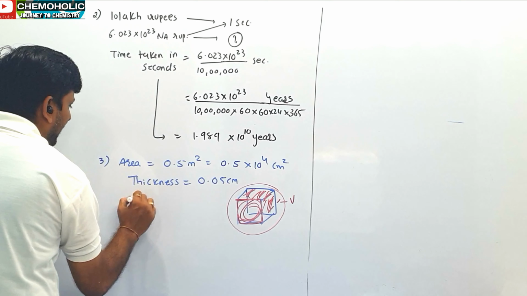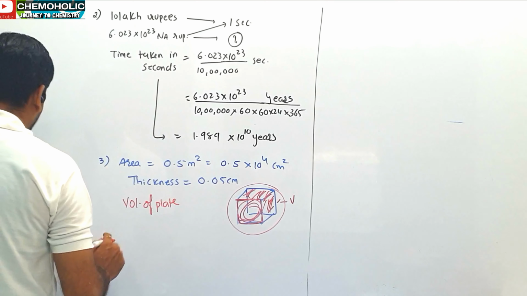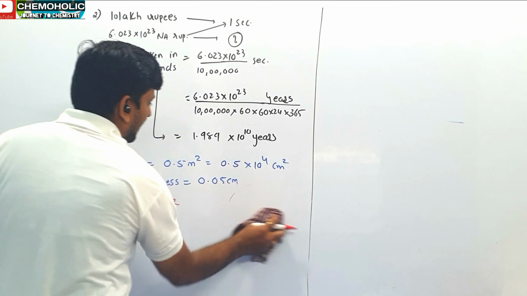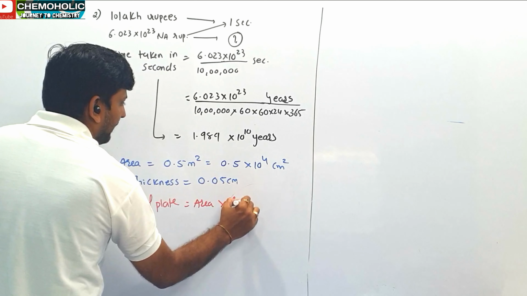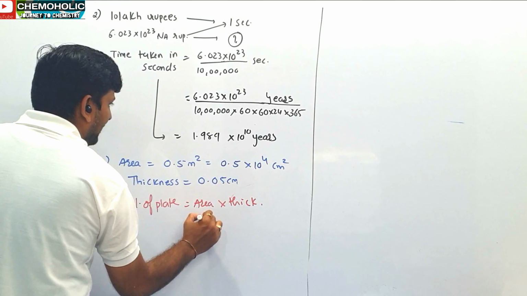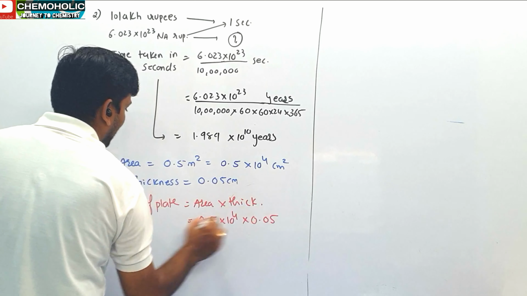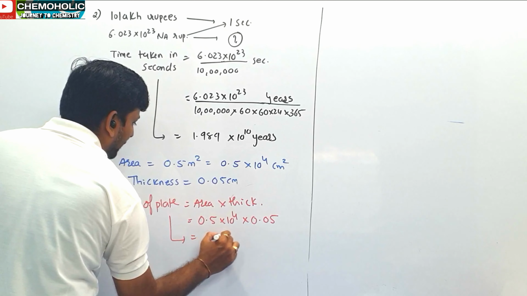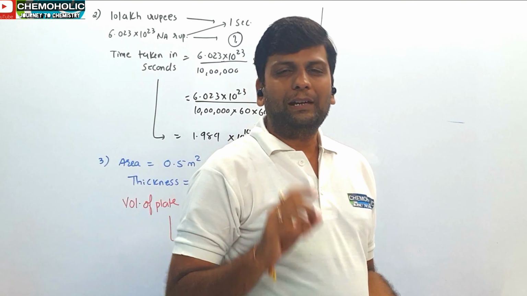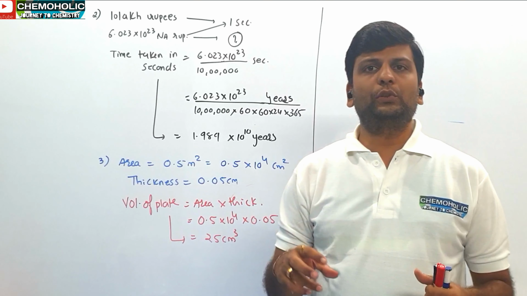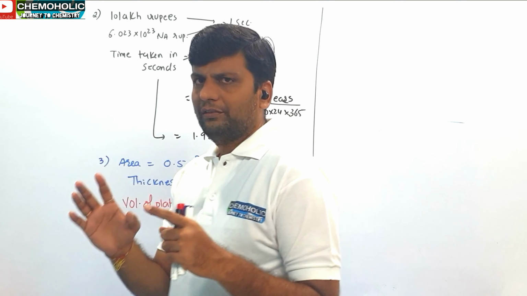Hence, we will find the volume of the plate. And how shall we find it? We will multiply area with the thickness. So, volume of plate is equal to area multiplied by thickness. What is that area? 0.5 into 10 to the power 4 multiplied by 0.05. And hey, you got the answer, 25 centimeter cube. This is your volume. But I don't need to find volume. I need to find the number of atoms that can be deposited on the surface of that.